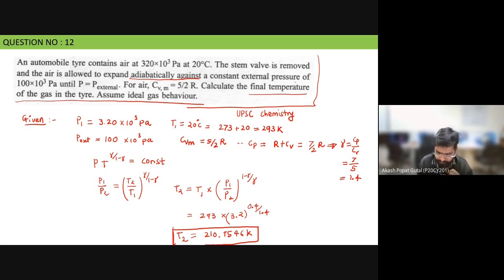Fine. So adiabatic expansion is happening, and you can naturally tally this answer, that the final temperature must be less than the initial temperature, because the internal energy is used.